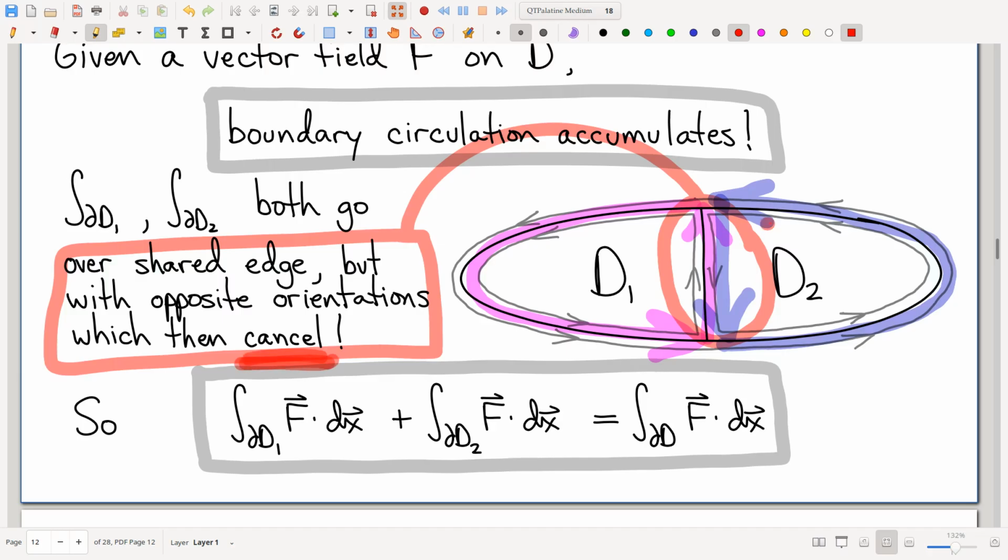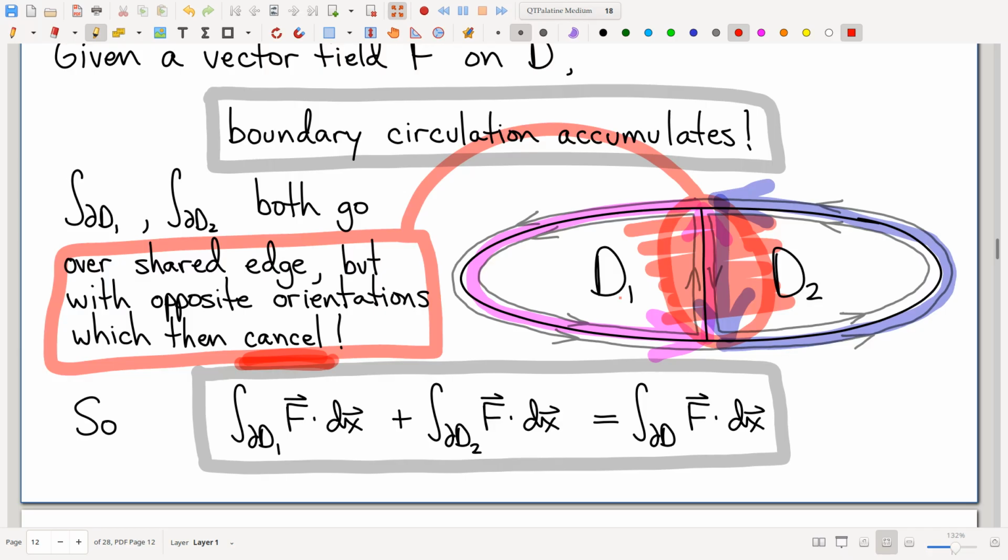So all of this disappears when you add them up. Let's take a quick moment on that before I proceed. Everybody okay with the argument that these two different terms that I get on that shared edge are going to cancel?